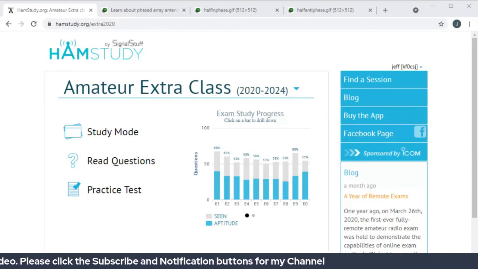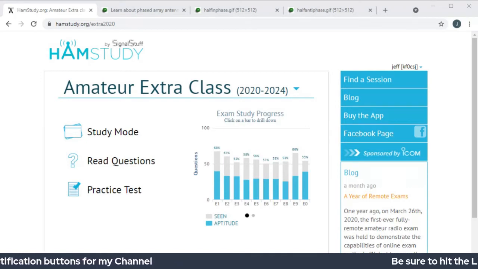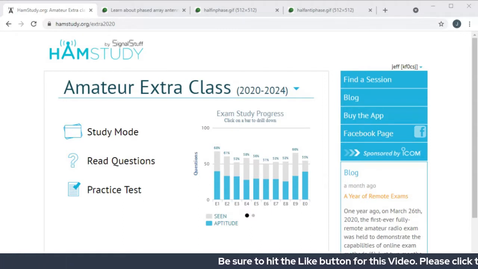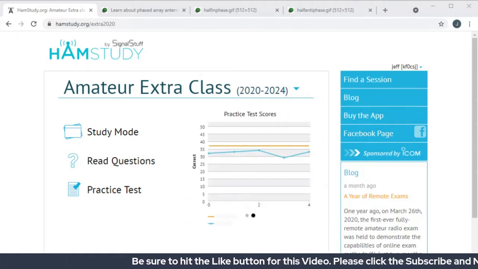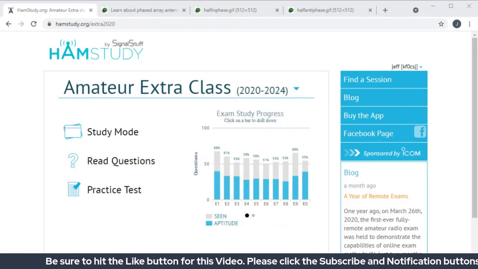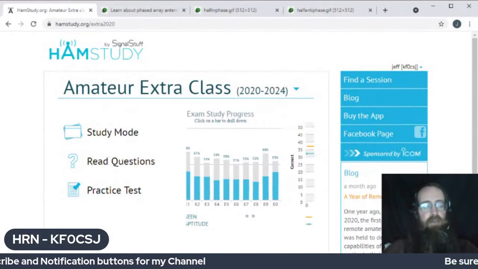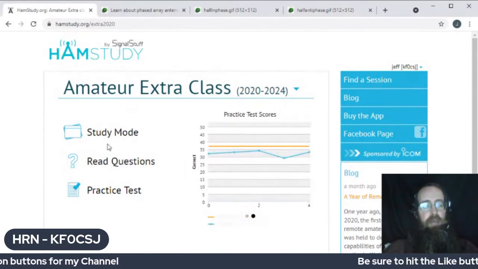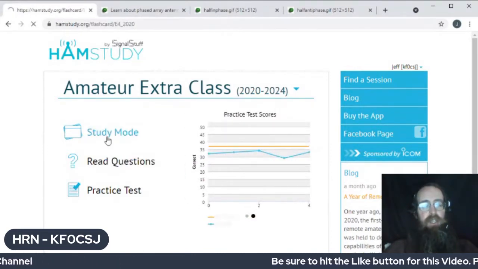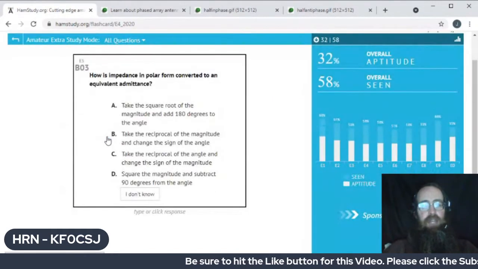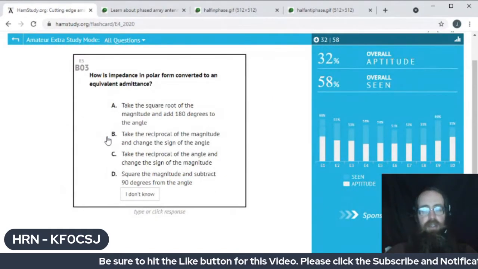And we are going to be doing another study session today, going through the questions. I will probably do one more. I'll probably do a study session this week, and then I will do a practice exam next week.